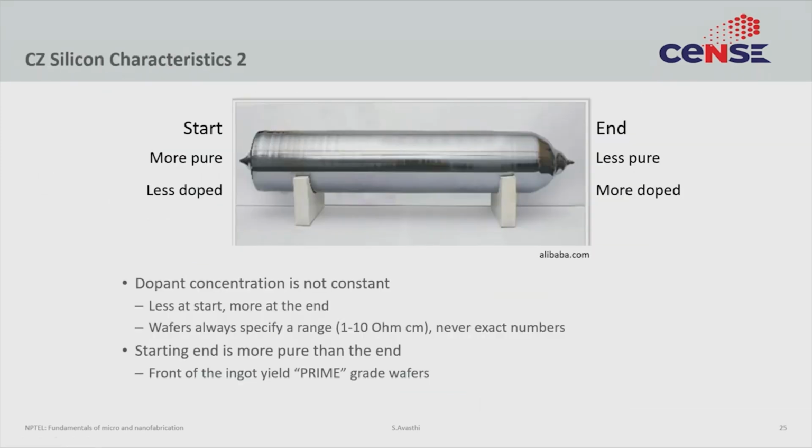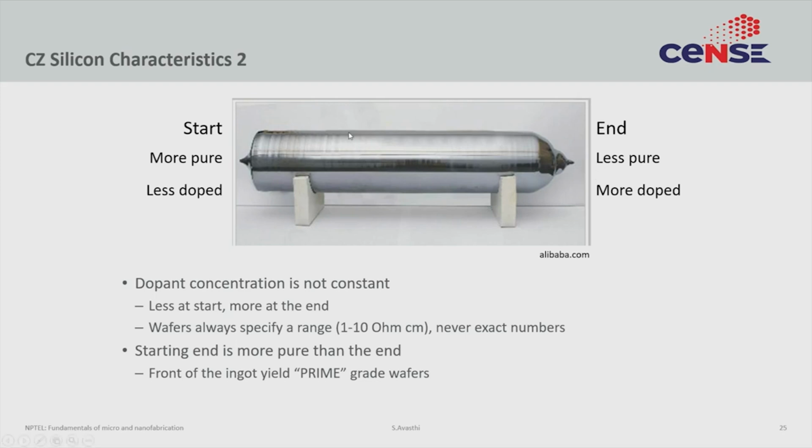Alright, that is enough of the details and equations. Finally, you will get an ingot. The thing to remember is that the ingot will have a pure end and an impure end. This is the starting point, this is the ending point. The starting point will have very few impurities, right. It will tend to be less doped. The ending point will have more impurities and it will tend to be highly doped.